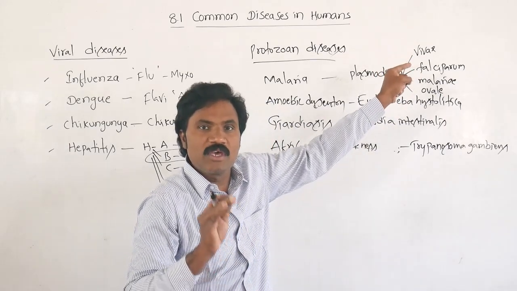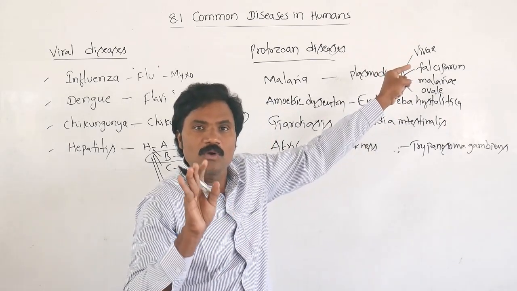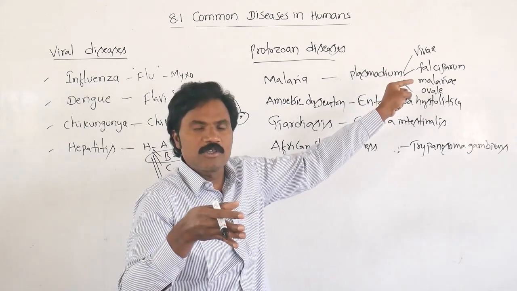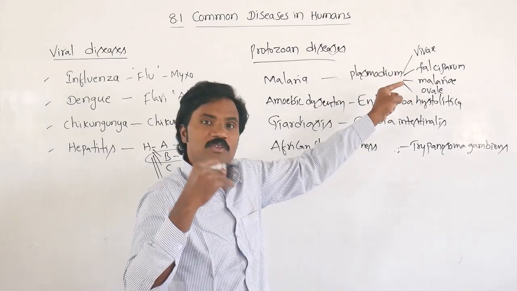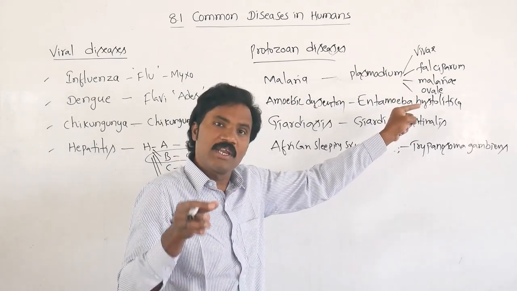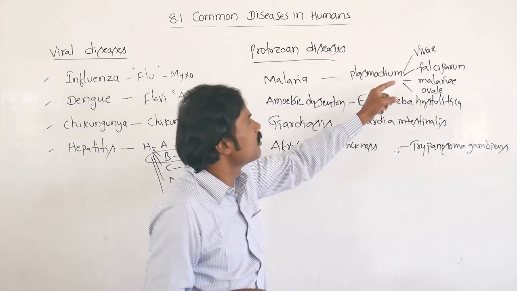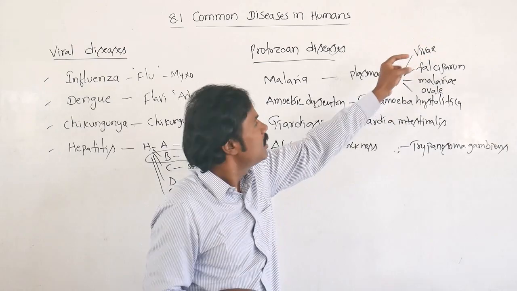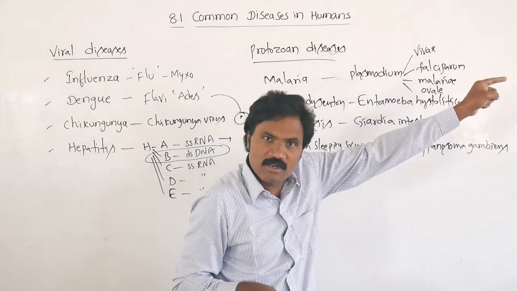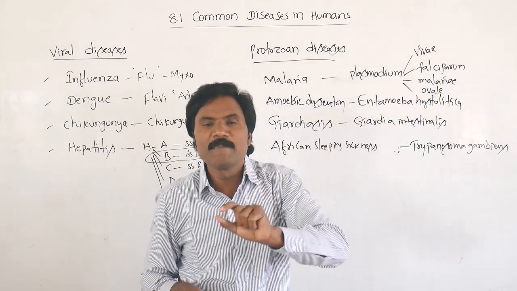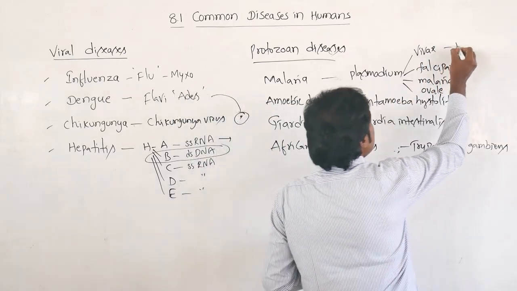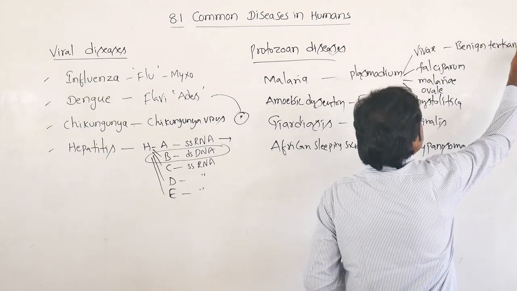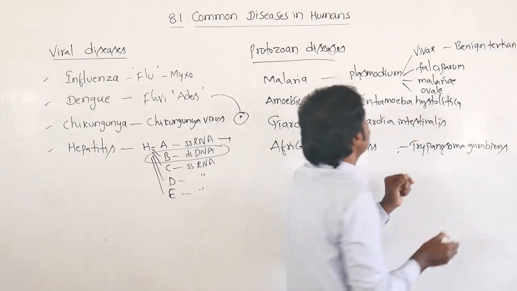Plasmodium vivax is the very common type of protozoan parasite, which normally causes malaria in our country. It is also present in Africa and America, but very commonly present in our country. What is the name of the disease caused by Plasmodium vivax? That is benign tertian malaria, as it is commonly called.